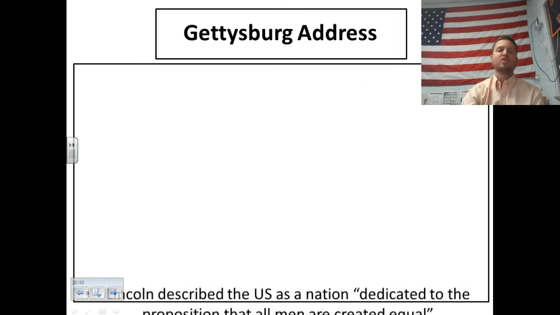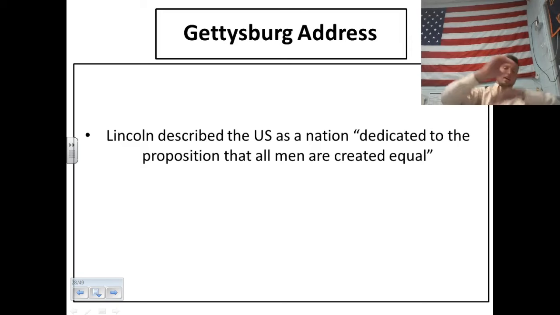Oh, I could listen to it all day long. I do. Here's our note card, though. Put Lincoln described the U.S. as a nation. Oh, this is an important quote. Dedicated to the proposition that all men are created equal. That comes from the Declaration of Independence.